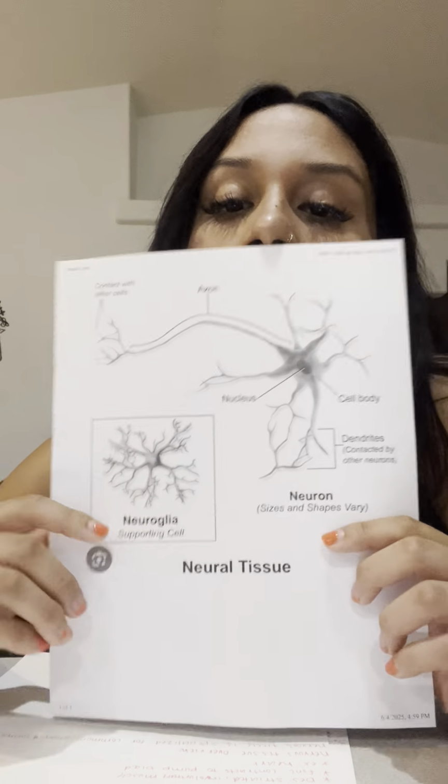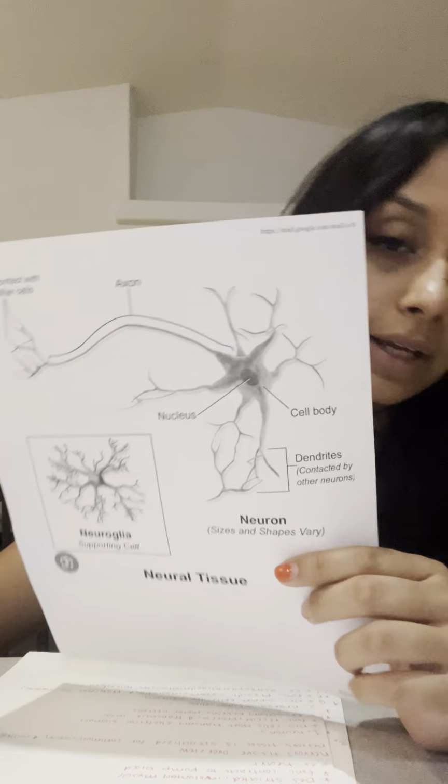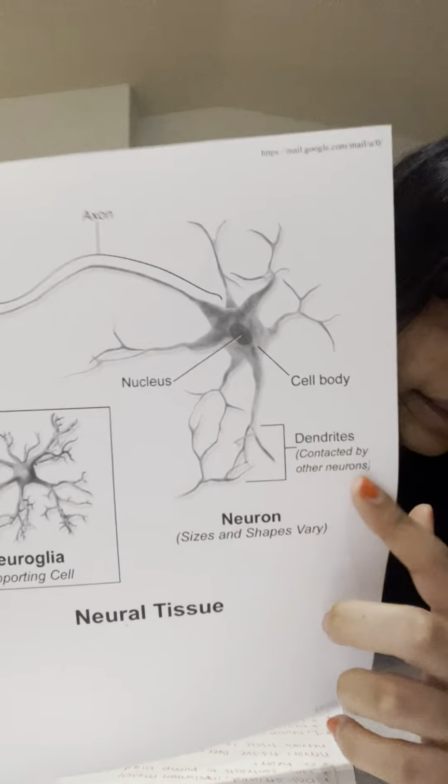Next, I have neuroglia. Support cells for neurons, provides support, insulation, and protection for neurons. Example: astrocytes and microglia. I printed this here to help me see what a neuroglia looks like, and then neurons here. Perfect.